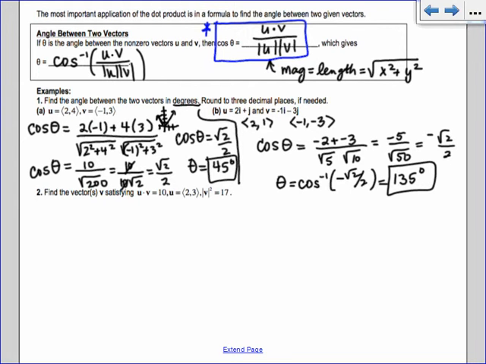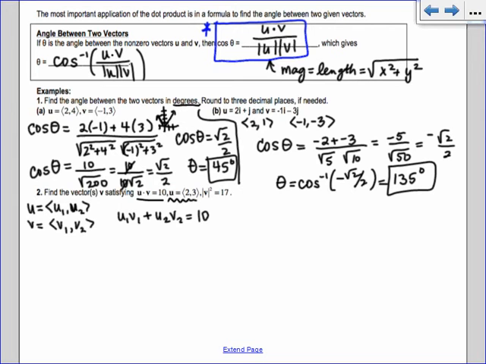But it says find the vectors v satisfying u dot v equals 10, where u is 2, 3, and the magnitude squared of v is equal to 17. Okay, so what this ends up being is a system of equations. So we're going to have to use substitution or elimination to find the components for v. Basically u is some vector u1, u2, and v is some vector v1, v2. So when I say u dot v equals 10, what I'm saying is that u1 times v1 plus u2 times v2 has to equal 10.